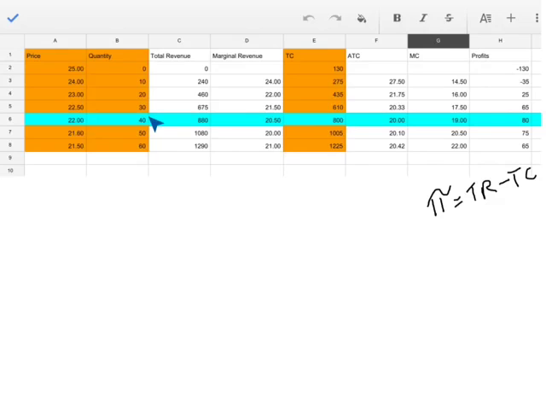Now, do we go from 40 to 50? Notice that marginal revenue is $20 per spa treatment, but as we move from 40 to 50, the marginal cost is $20.50. Would we spend $20.50 to get $20? No way. We're losing money on that deal. We're not going to do it. So we stop at 40. 40 is our profit maximizing quantity.